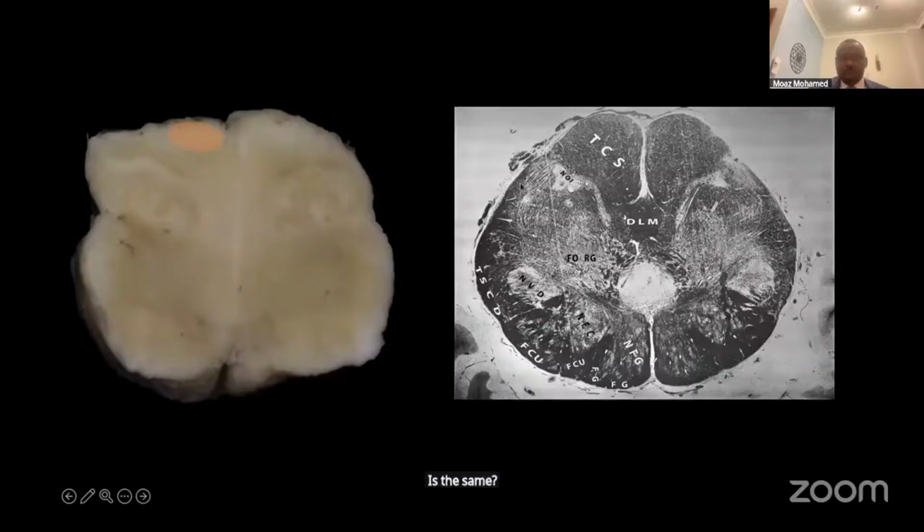Here is the corticospinal tract. Here is the lower part of the inferior olive. Here is the medial lemniscus fiber going up, located here. Also the same, nucleus gracilis and nucleus cuneatus are located here. Also the same are the trigeminal tracts.